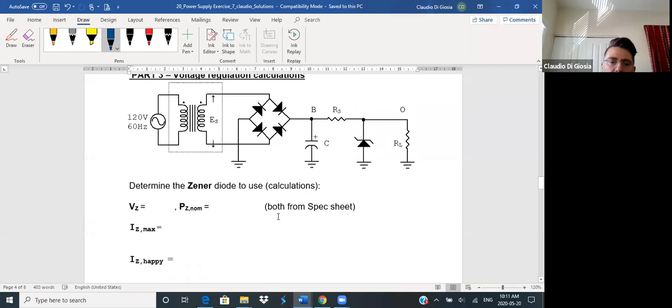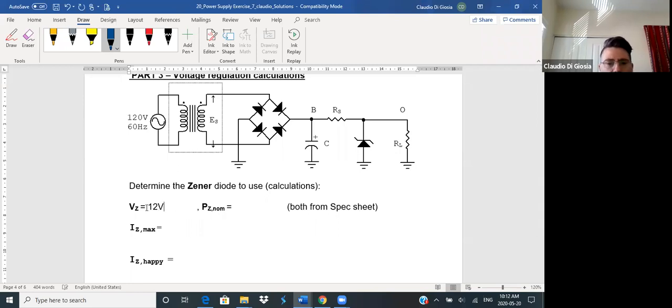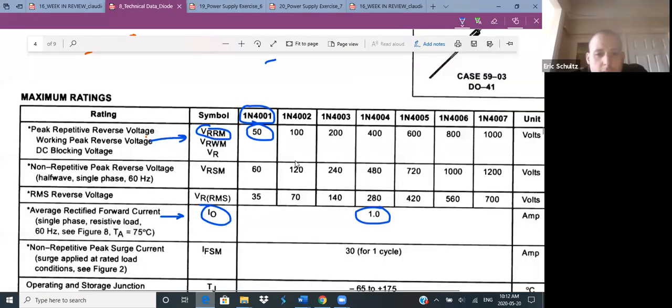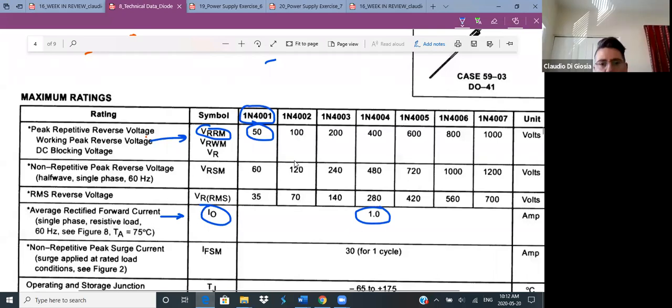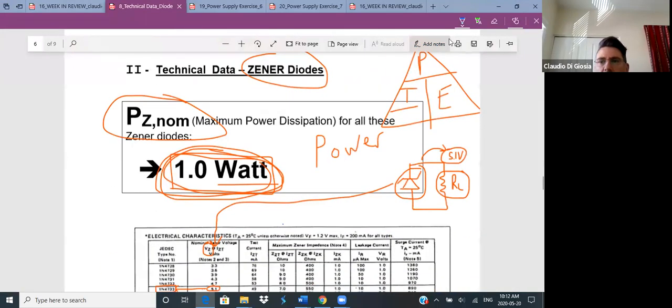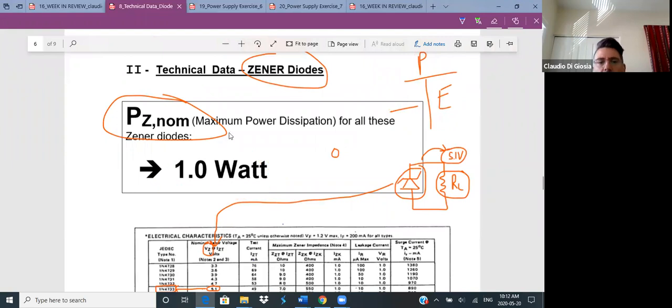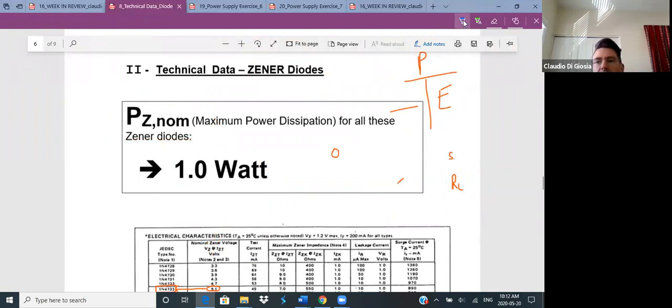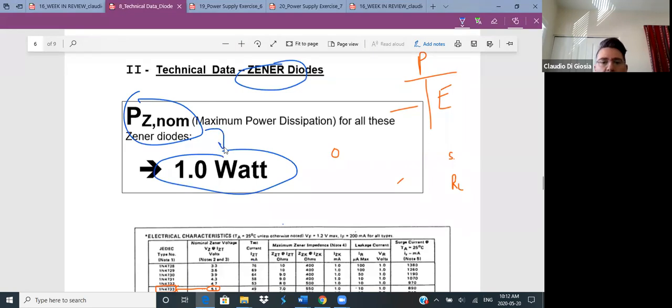So VZ, we're building a power supply that'll be good for 12 volts. Where do I get the PZ nom? Isn't it always 1? Yes, it is. So let's go back to this page right over here. PZ nom is for your Zener diode. All of the ones that we have in our kit are good for 1 watt.